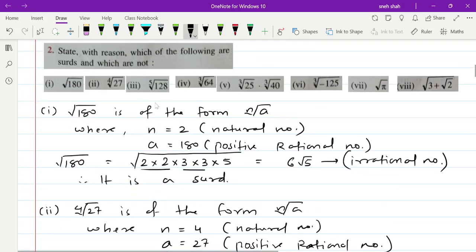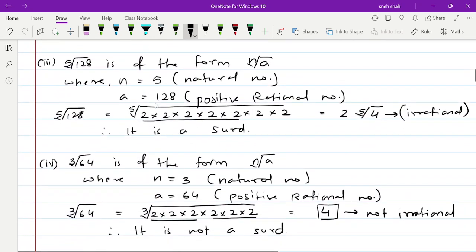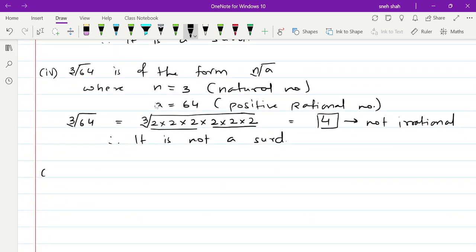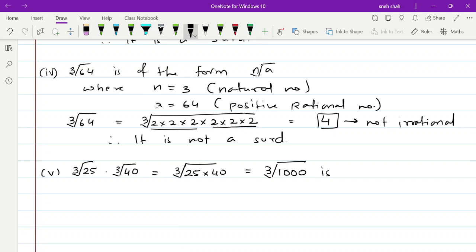For the fifth sub question, the given number is cube root of 25 into cube root of 40. First of all, the given number is not in the form of nth root a. So we must first simplify the given number to get into its form. So here this multiplication can be merged in a single root as cube root of 25 into 40, which is cube root of 1000.